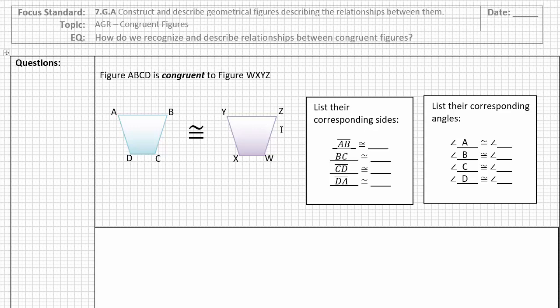So for example, as you saw when I overlapped these shapes, this side AB matched up perfectly with this side. They're the exact same length, and they are the exact same part on the same shape, so they're corresponding. So line segment AB corresponds to and is congruent to side YZ. So we'd want to write that here. Can you fill in the rest of these blanks?